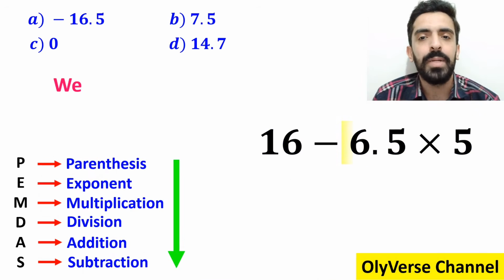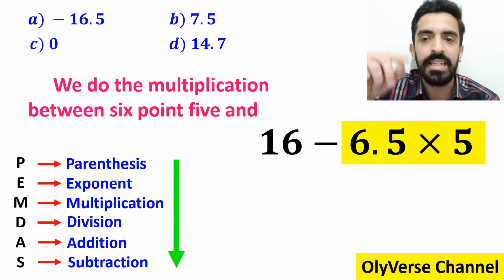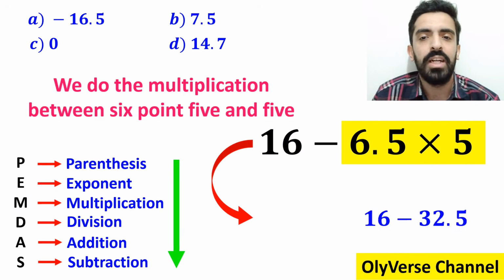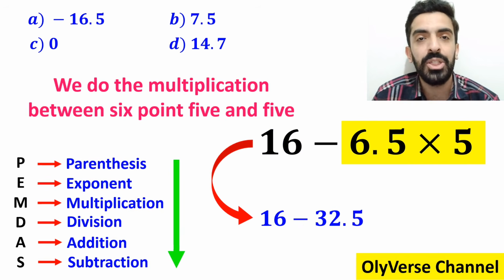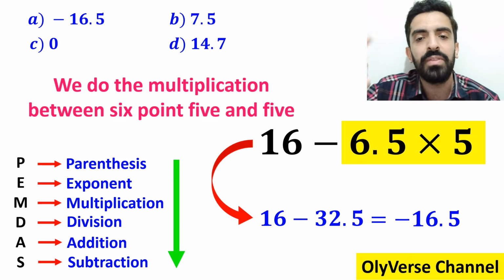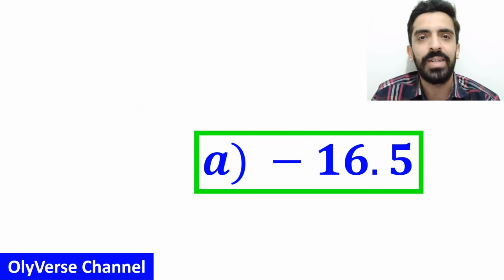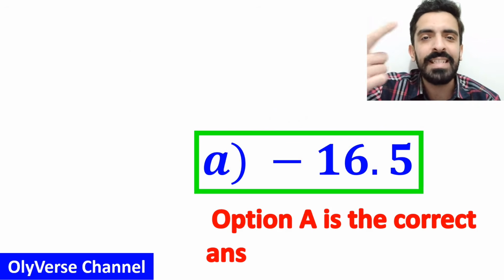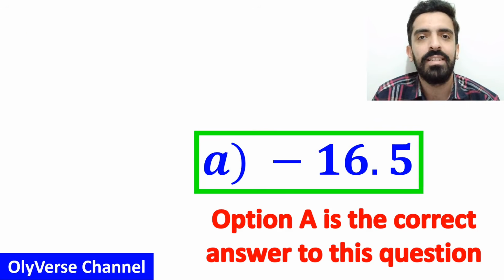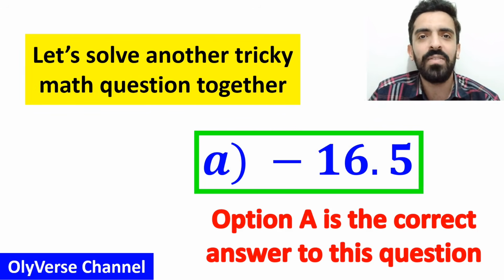And the final step, we do the multiplication between 6.5 and 5, which gives us 16 minus 32.5. And finally, the value of this expression is equal to negative 16.5. That's great. Option A is the correct answer to this question. Alright, now let's solve another tricky math question together.